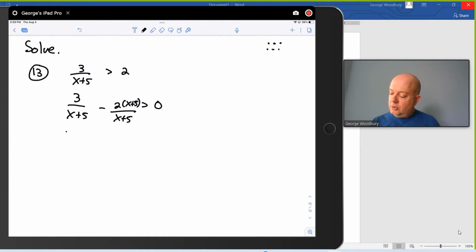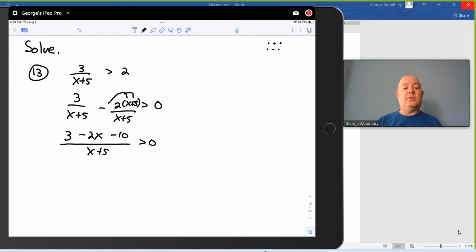So in the numerator, I'm going to have 3, and then I'm going to distribute negative 2 into the parentheses. Negative 2 times x is negative 2x. Negative 2 times 5, that's negative 10. And this is all over x plus 5, still greater than 0. Simplifying the numerator, I get negative 2x, 3 minus 10 is negative 7, still over x plus 5, greater than 0. Now I've got it ready to go. Now it looks like one of the problems from the last video.